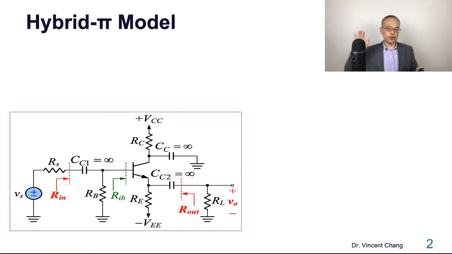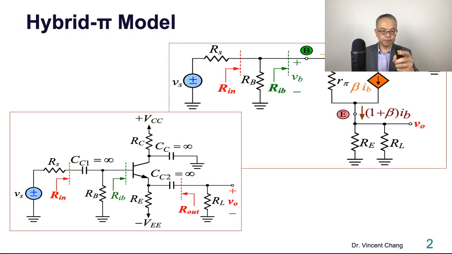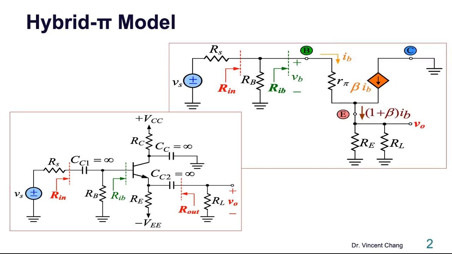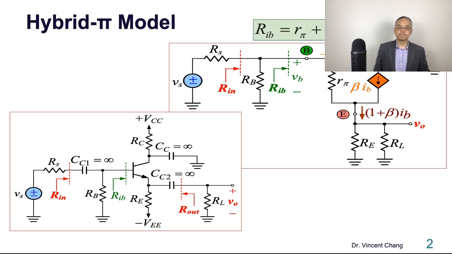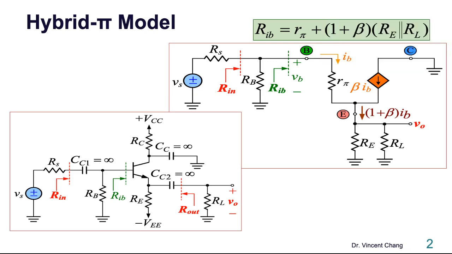In the previous lecture, we solved the emitter follower based on the hybrid-pi model. For the hybrid-pi model, we have base, emitter, collector, and the control current source beta IB. Based on that model, here is the outcome for the input resistance RIB: r-pi plus (1 plus beta) times the parallel combination of RE and RL.